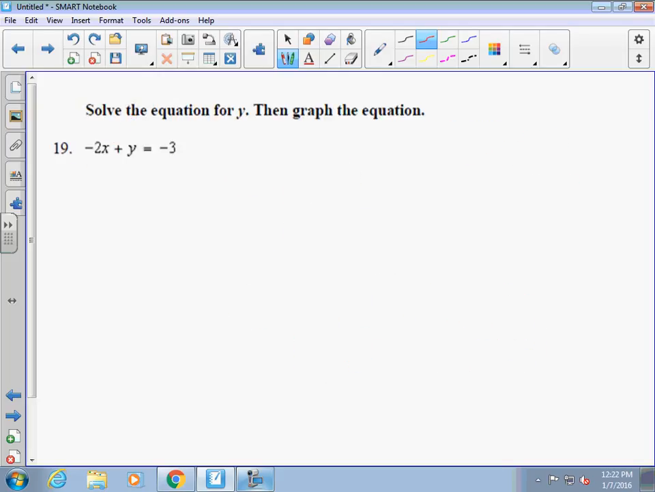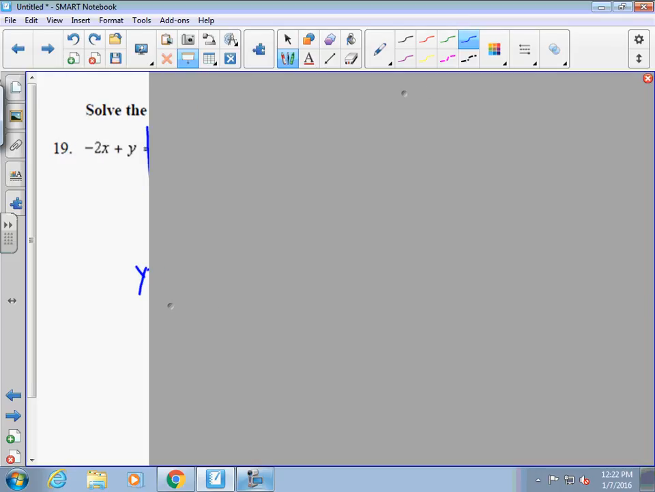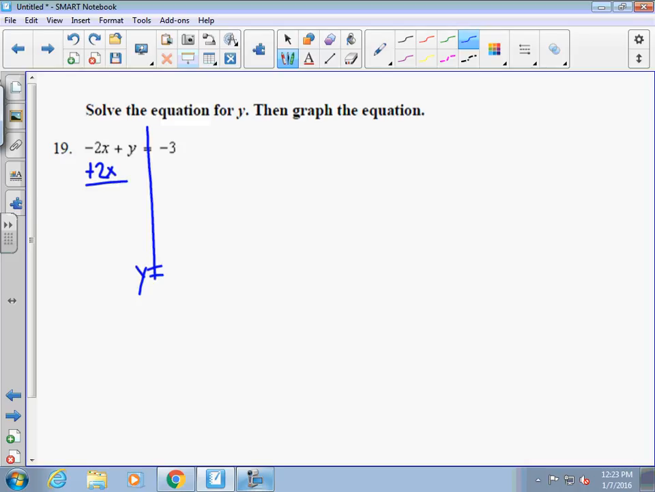Number 19 says solve the equation for y, then graph the equation. So the only thing you have to do with this one is get y = mx + b. You have to get y all by itself. The only thing that is not y, if you look at just the left side of the equation, is negative 2x. It's adding to y. So you undo negative 2x by adding 2x, since it's the inverse of minus 2x. And if you do it to the left side, you add 2x to the right side.